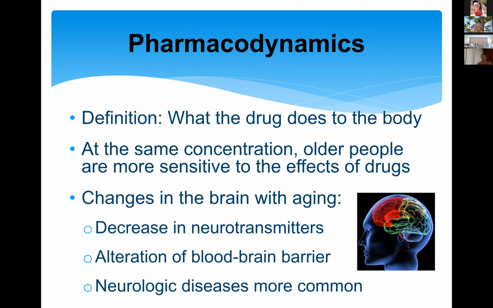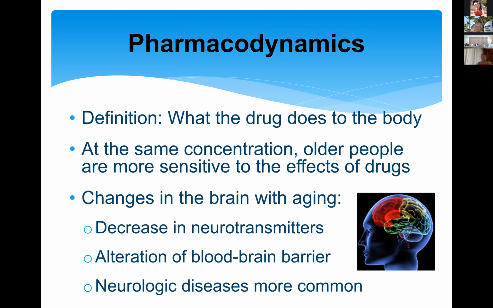One of those changes is decrease in neurotransmitters. These are the chemicals that send messages between the brain cells. And even with normal aging, with no disease, we know that these are lower in older people. There's also a barrier between the blood and the brain. So every medication that you take doesn't rush up into your brain immediately. Your body has this natural barrier that avoids medications going into the brain. But again, with aging, we know that this barrier is not as good. So more medications are going to go into the brain in an older person compared to the younger person.